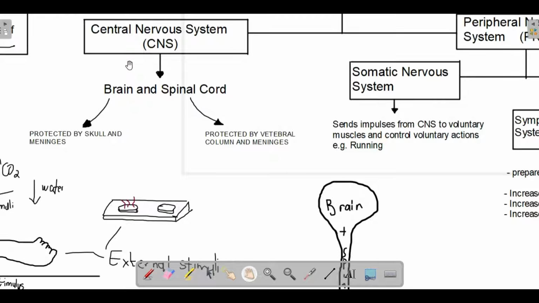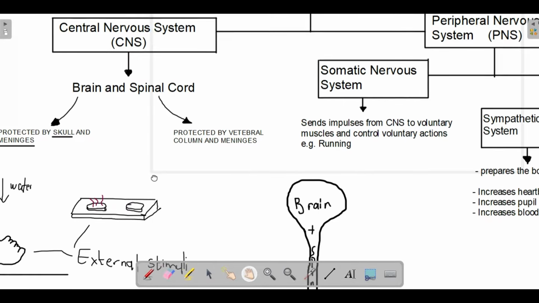So the brain is protected by the skull and meninges. Meninges are membranes that are beneath the skull and serve a function of protecting the brain. That's what you have to know: the brain is part of the central nervous system and is protected by the skull and meninges.